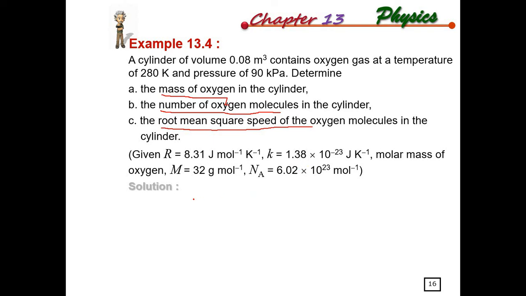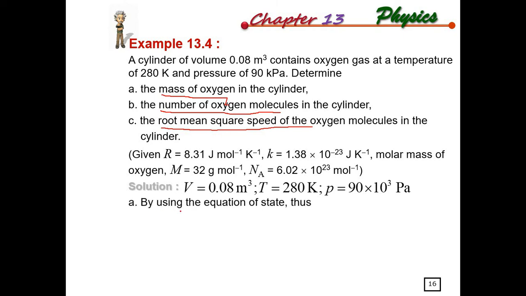And in the question we also have some information given, which is the volume V equals 0.08 meter cube, the temperature equals 280 Kelvin, and the pressure P equals 90 times 10 to the power of 3 Pascal, or P equals 90 kilopascal. So now, to solve question A, we must use the equation of state, PV equals nRT.